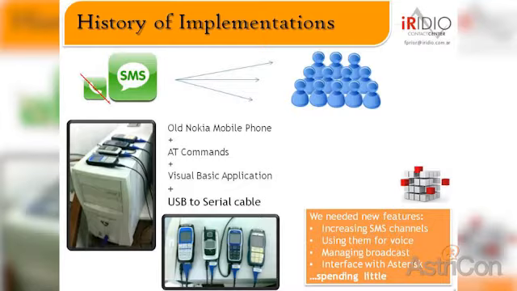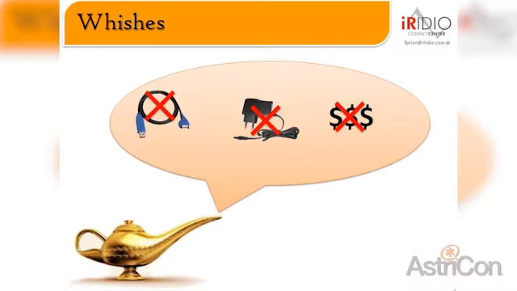For example, increasing SMS channels, using them also to broadcast pre-recorded messages, broadcast voice, managing broadcast of both SMS and voice, interfacing with Asterisk, and finally, spending as little as possible. So I started to wish for something cheaper, something like a cheaper device. No cable, no keypad, no battery. So finally, as cheap as possible, another time.